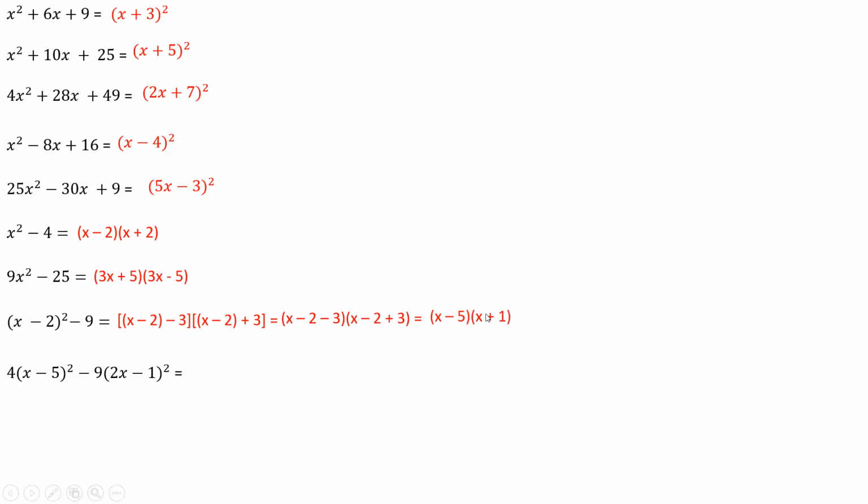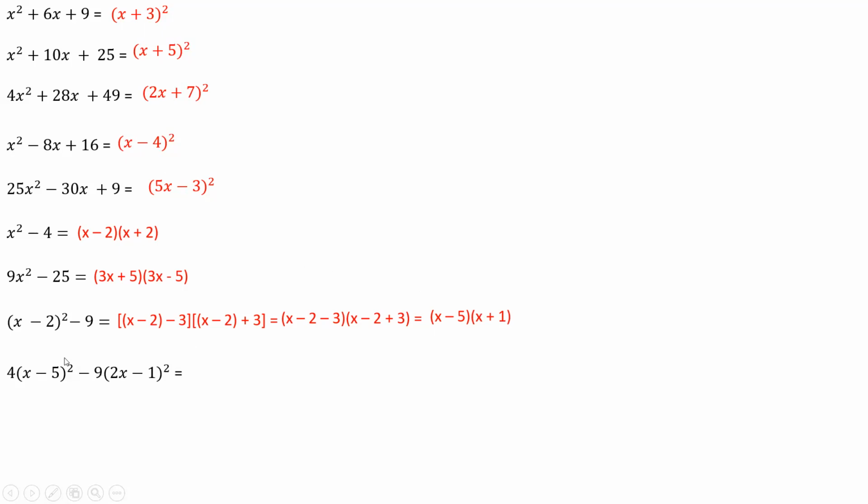As you can see, here we have 2 binomials multiplied together. Here also we have 2 binomials multiplied together. Why? Because x minus 4, all of it squared, is x minus 4 into x minus 4. This is x plus 5 into x plus 5. So all these are factorized forms.